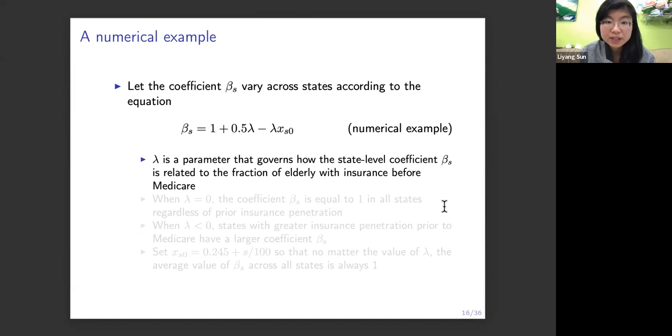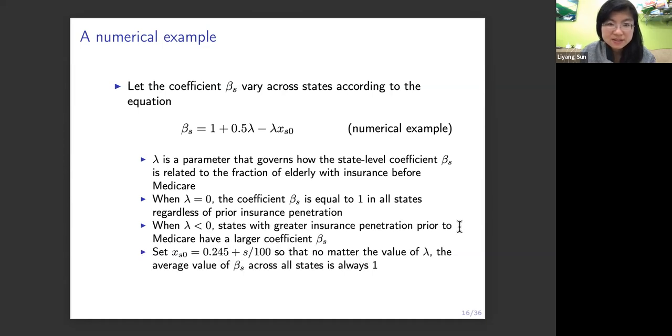We prepared a concrete numerical example to illustrate such behavior. In this numerical example, we let the coefficient beta S depend linearly on the insurance coverage prior to Medicare. So here, lambda is a parameter that governs how the state level coefficient beta S is related to the fraction of elderly with insurance before Medicare. When lambda is 0, the coefficient beta S is equal to 1 in all states, regardless of the prior insurance penetration, and this corresponds to the homogeneous linear model from the first part of this video.